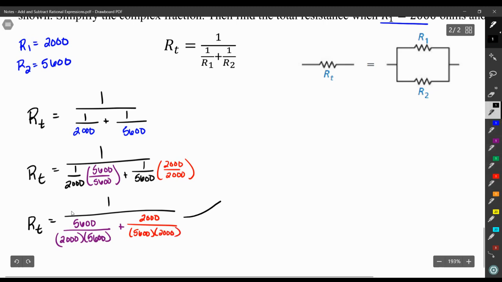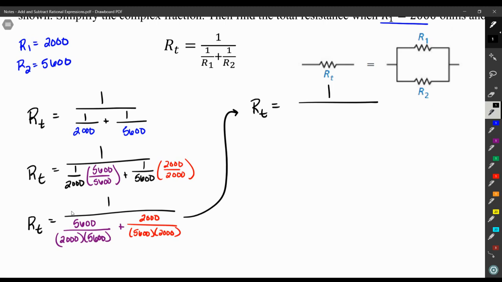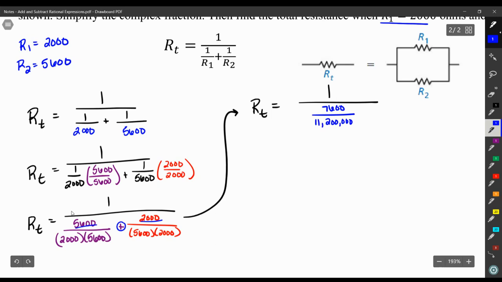Now that the denominators are the same, I'm going to move my work up here. RT equals 1 over, notice how we're only working in the denominator. We're not working with the top yet. Now that the denominators are the same, I can go ahead and add this plus this. So 5,600 plus 2,000 is equal to 7,600. So we have 7,600 over, and I'm going to go ahead and multiply 2,000 times 5,600, which gives us 11,200,000. So lots of zeros. We have successfully combined the two denominator fractions.